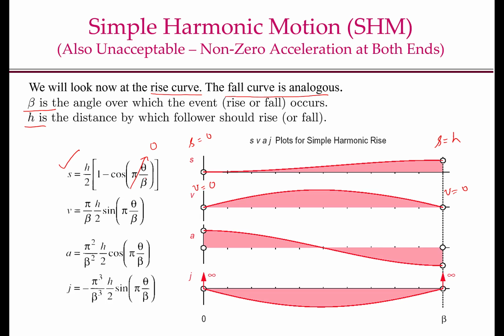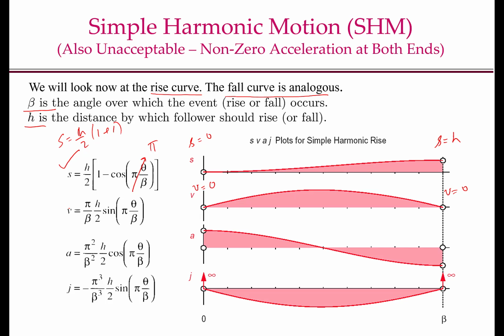So cos of 0 becomes 1 and S becomes 0. Similarly, when theta is equal to beta, this term here becomes pi, and cos of pi is minus 1. So we have S equal to h by 2 into 1 plus 1, which is h.